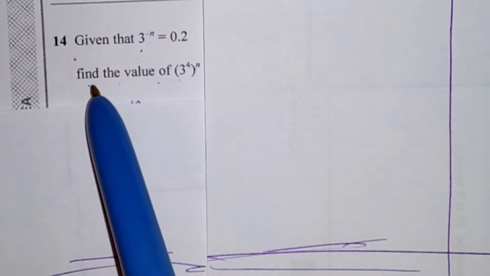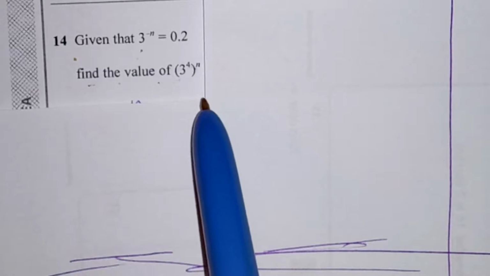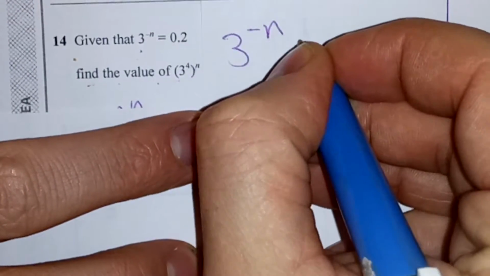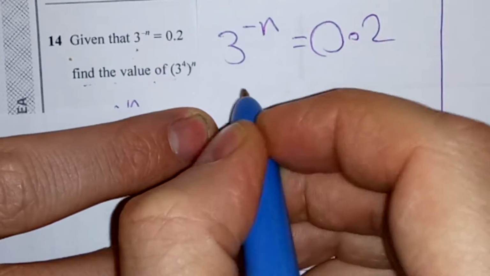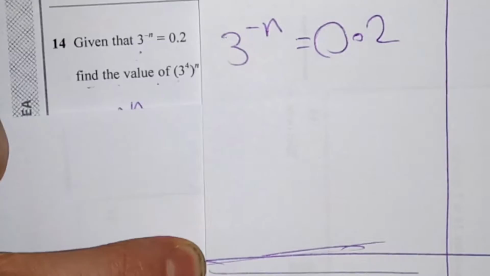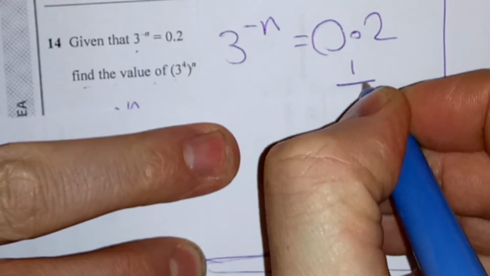Given that 3 to the power of minus n equals 0.2, find the value of 3 to the power of 4n. Now, 3 to the minus n equals 0.2. I can't work with this because this is a decimal. I need to work with fractions. So to change this into a fraction is just 1/5.